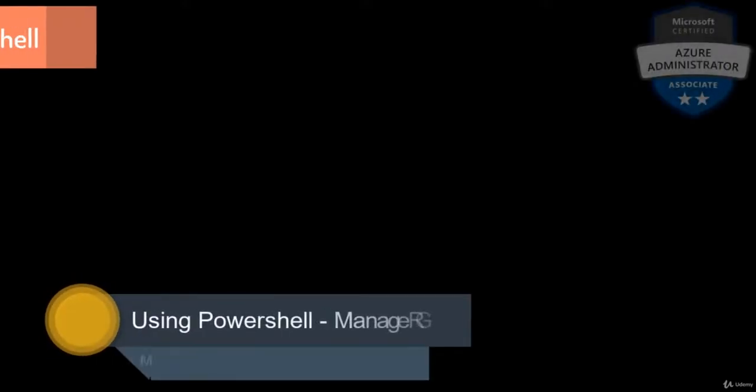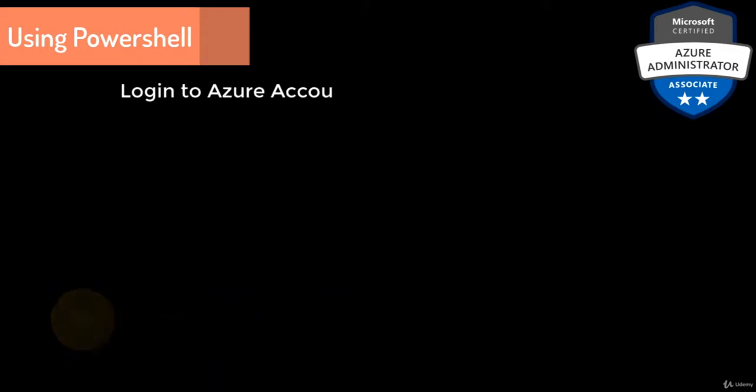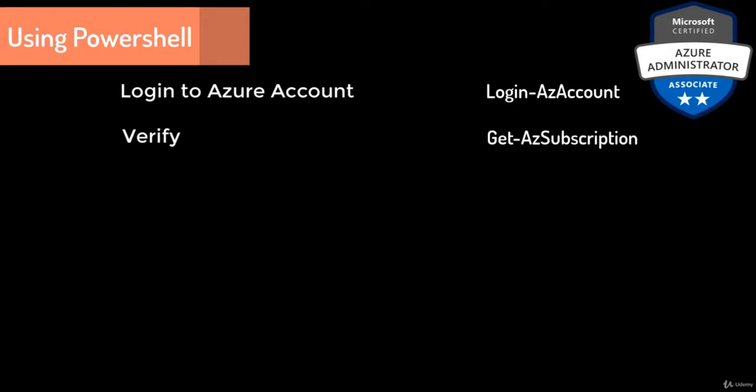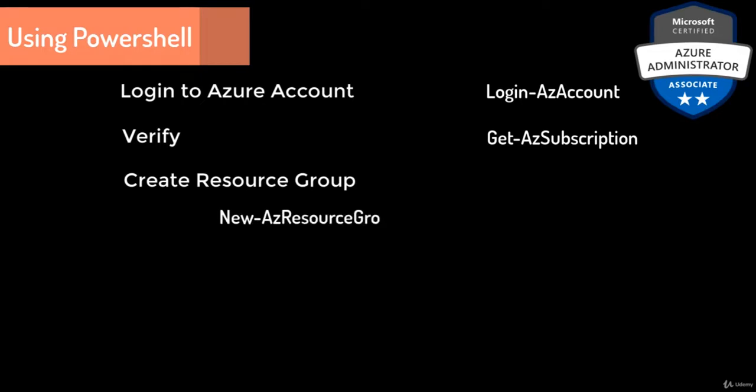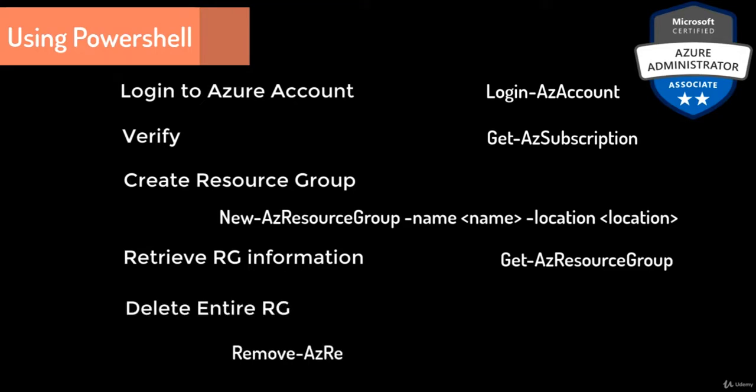In this video, we'll learn how you can use PowerShell to create a resource group. To start with, we will log into your Azure account and then verify if the authentication is successful or not. Then we'll use the following command to create a resource group. We'll also learn how you can retrieve your resource group details with this Get-AzResourceGroup cmdlet. Then finally, to end with, we'll also delete the resource group with the Remove-AzResourceGroup command.